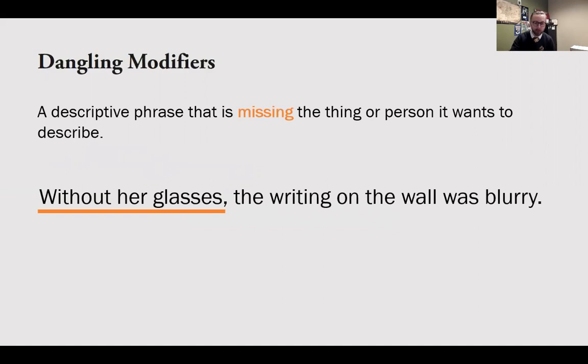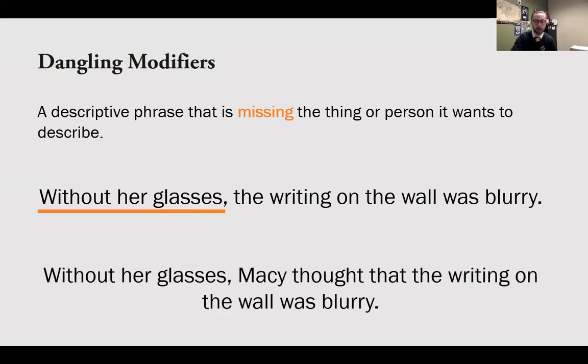All we have is writing and a wall and glasses. There's no her. So to fix a dangling modifier, we're going to have to add something. Without her glasses, Macy thought that the writing on the wall was blurry. So we add a person or a thing for the phrase to describe, and the modifier is no longer dangling.